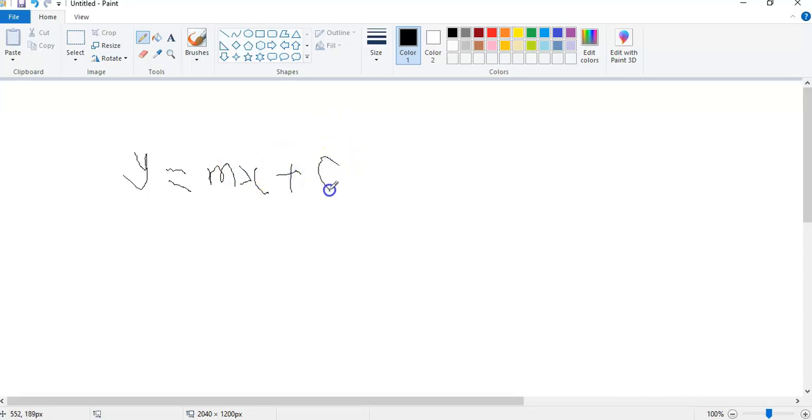Okay, so if you are given an equation and you need to find the gradient and your c, you need to express that equation. You make y the subject and you simplify it. Once you make y the subject, the expression which is multiplying your x becomes your gradient, and the one which is left alone becomes your y-intercept. So that's the concept you are going to use in the equation. We will make y the subject.